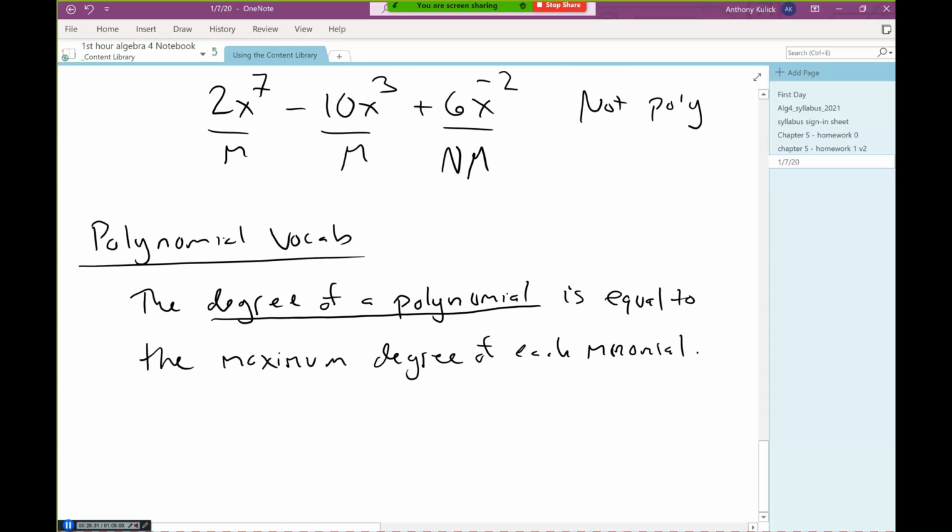So the degree of a polynomial is equal to the largest degree of each of the monomial terms or monomial pieces. Okay, well, how the heck do I find the degree of the monomials, right? That's the obvious next question. Let's define that then.